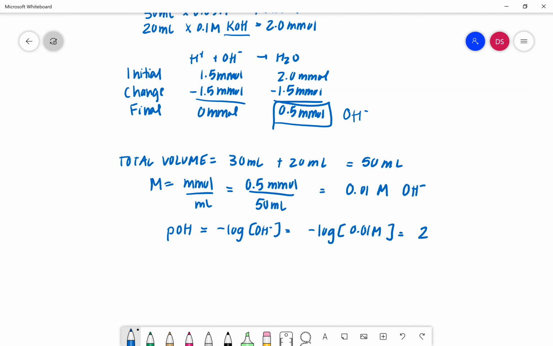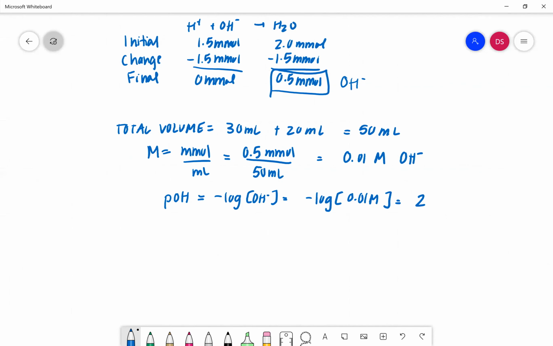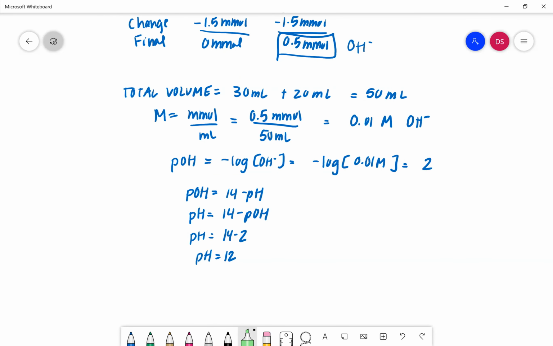Now this is the pOH, not the pH. So we're going to have to use the equation we're used to. We move things over, so pH is equal to 14 minus pOH. So pH is equal to 14 minus 2, giving us a pH of 12. So when 20 milliliters of the base is added, we have a pH of 12.